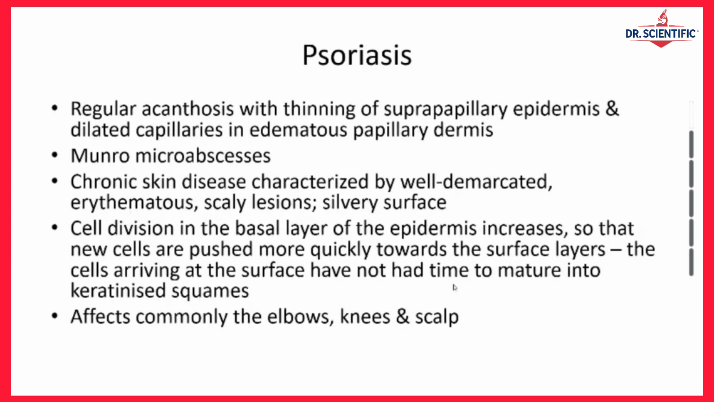So what happens with psoriasis is usually there is increased cell division in the basal layer, where the cells start, and then they move up the epidermis. So cell division in the basal layer of the epidermis increases so that new cells are pushed more quickly towards the surface layers. The cells arriving at the surface have not had time to mature into keratinized squames. Because they are multiplying very fast, they don't have time to mature and become proper keratin. And that is what would cause psoriasis.